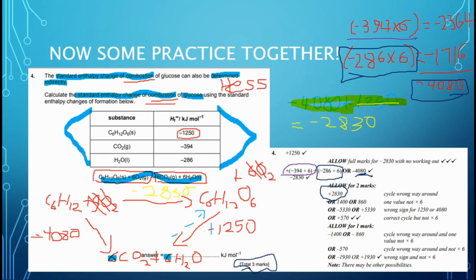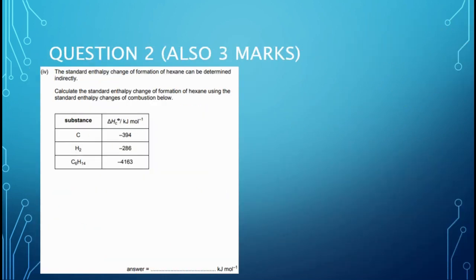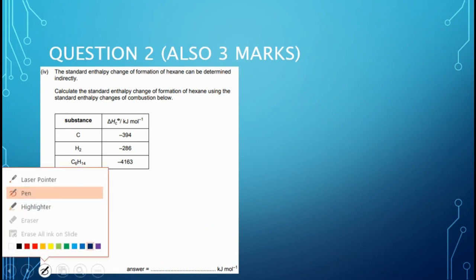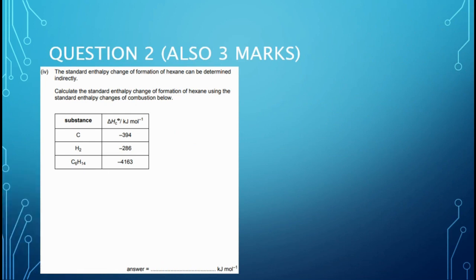This is not the only type of Hess cycle we have though. In the next question we're going to try together, we have something called the standard enthalpy change of formation. So now this is completely different to what we did before.